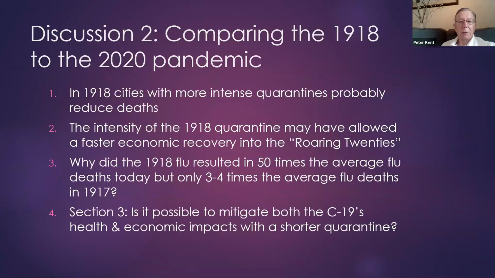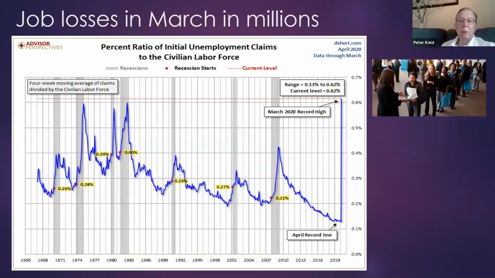So if there are no more questions, I'm going on to section 3. Is it possible to mitigate C-19's both the health impacts and the economic impacts with a shorter quarantine? And so here is the job loss. And this is a 4-week average, so you're really not picking up what's happening here, but it has jumped to a record high in March.